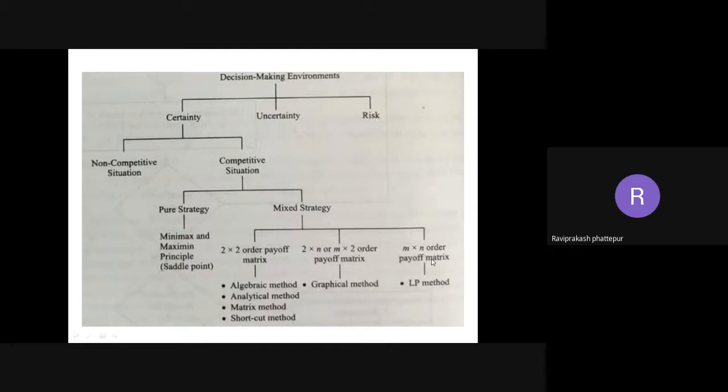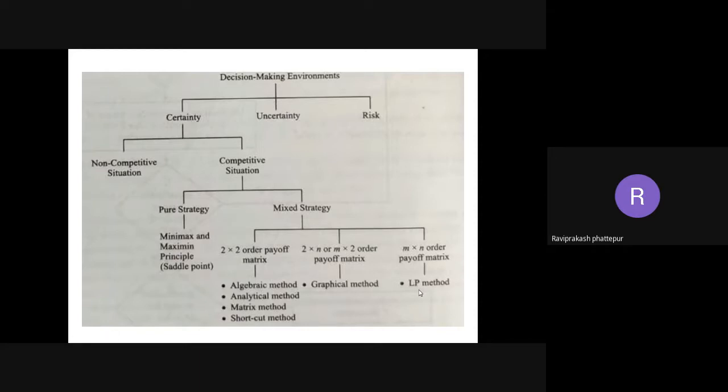So again, in that particular flowchart, what you have seen is put in diagrammatic format with the decision making environment. So for 2 cross 2, what all are there? Algebraic method, analytical method, matrix method, and shortcut method. In 2 cross n and m cross 2 order payoff matrix, we are having only the graphical method. In m into n, we are having the linear programming method.